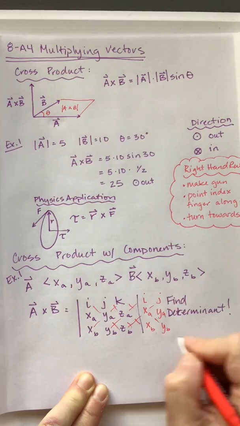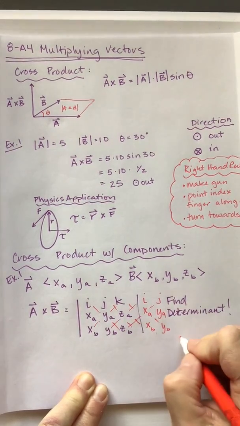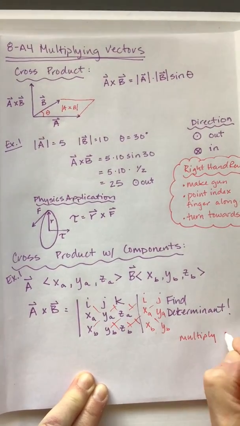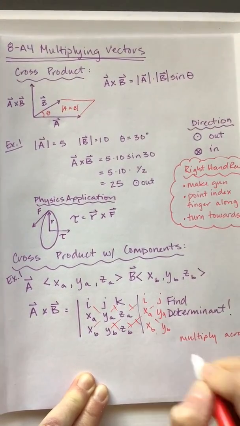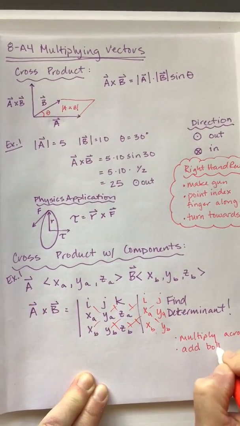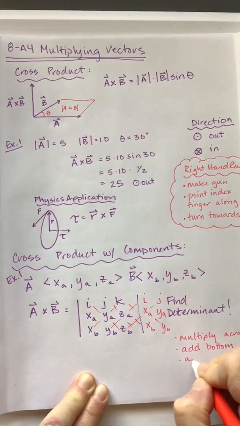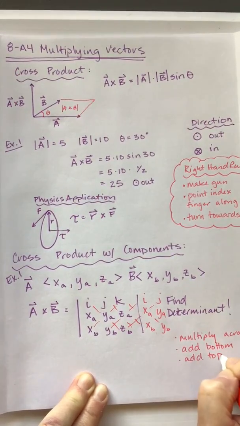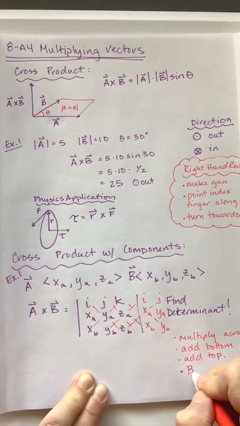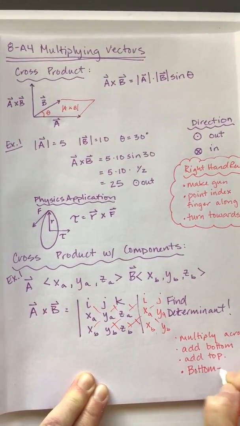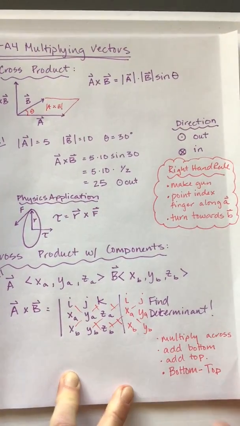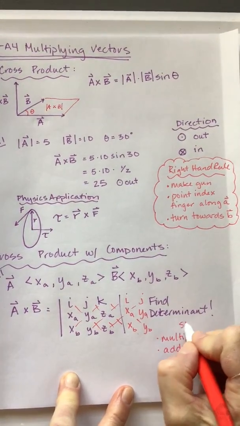And remember, for the determinant, we multiply across, and add the bottom, add top. And then the determinant is bottom minus top. You guys can't see that. So those are our steps.